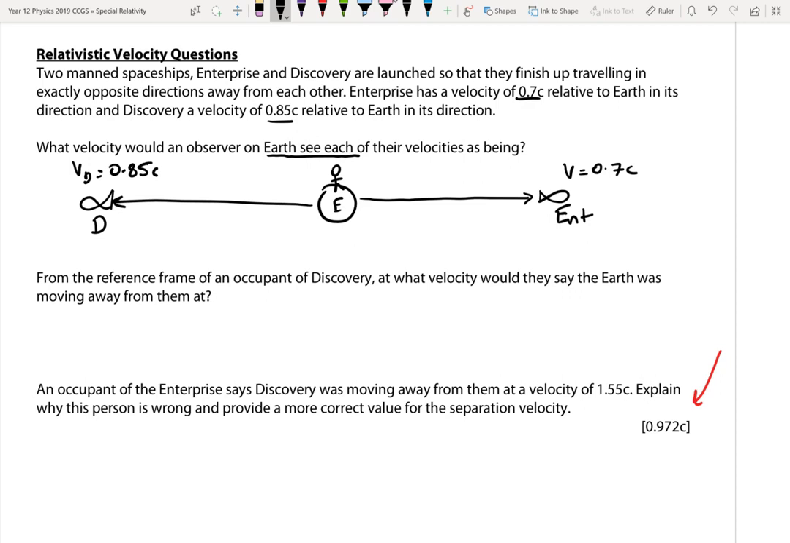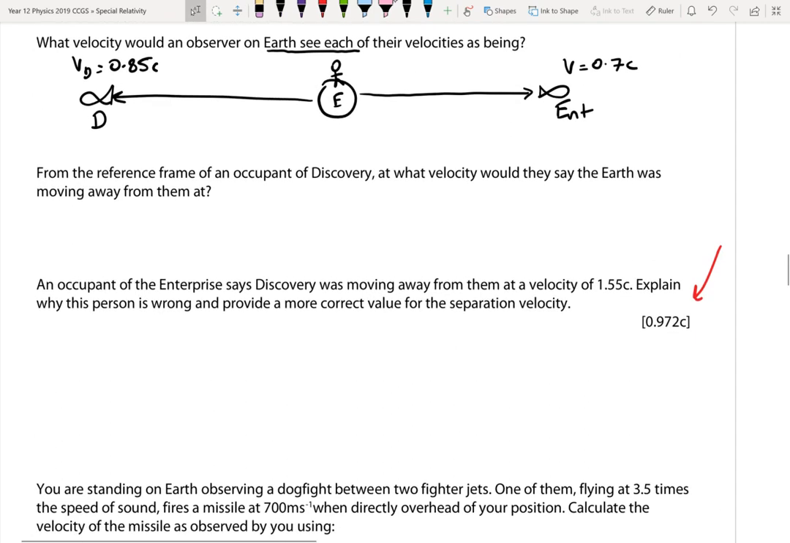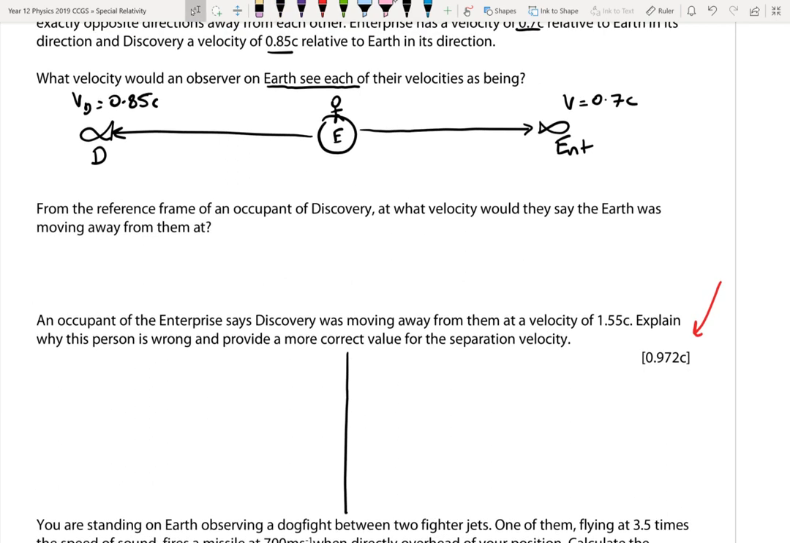An occupant of the Enterprise says Discovery was, let's find the velocity of Discovery relative to Enterprise. Now, I'm going to slice this down the middle. In one, we're going to use the U prime equation, and in the other, we're going to do a bit of a shift and pretend that you're a stationary observer in the other. So, we want Enterprise. We want U prime from V. And this guy is the U.